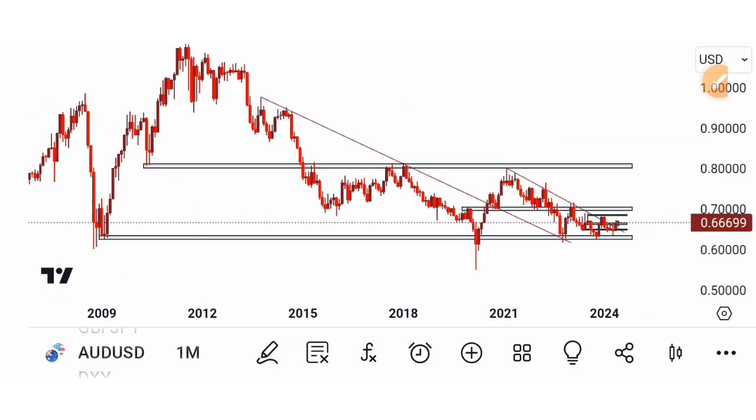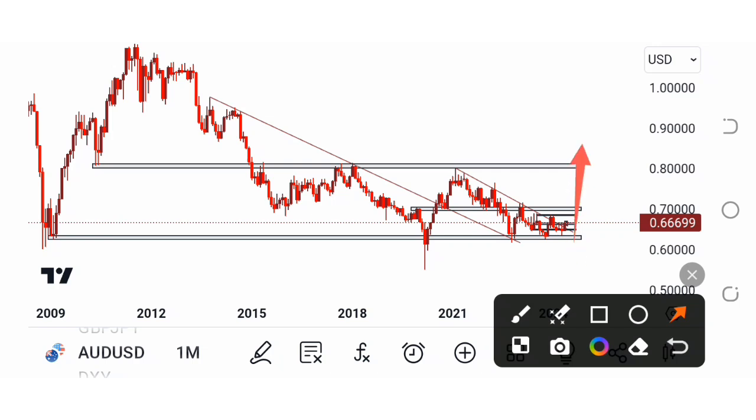So AUD USD, and I'm closing with this one. I am looking for buyers. I am bullish on this instrument, and the reason is, as you can see, we did have a bearish trend over here, which at the moment the market broke out of and came to retest, and the market is trading above that structure at the moment.